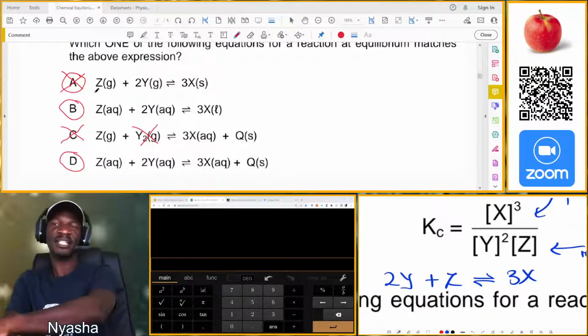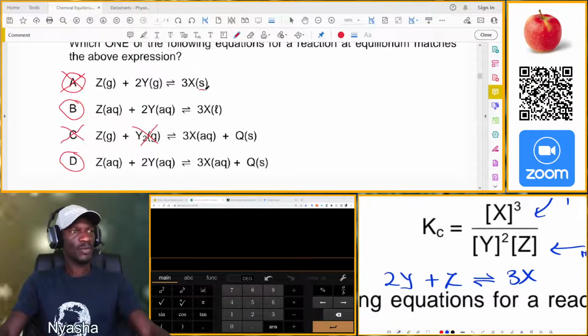The molar ratios are correct, but we exclude all these elements that are in the solid or in the liquid state. How about B? Aqueous qualifies, aqueous qualifies. This is in the liquid state, so it's out. So what are we left with? Aqueous qualifies, aqueous qualifies, aqueous qualifies. This is in the solid state, so it's not going to be part of our equation.